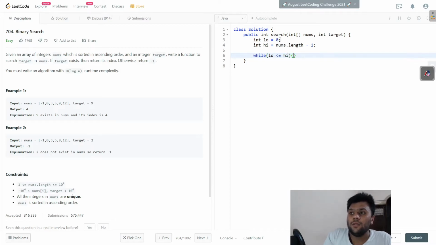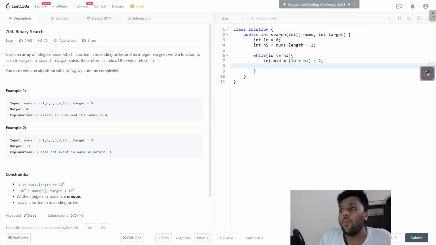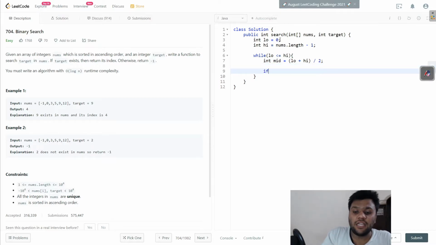And in this loop, my first target is to calculate mid. So I will calculate my mid, which will be low plus high by 2. Right. Now what's my second thing? The second thing is I will check if nums of mid, my mid value, is greater than my target.